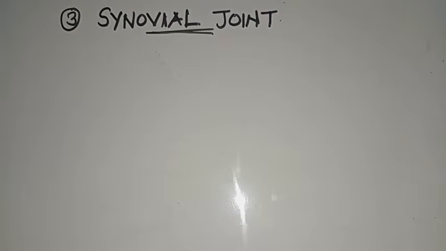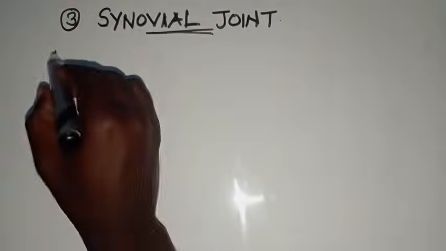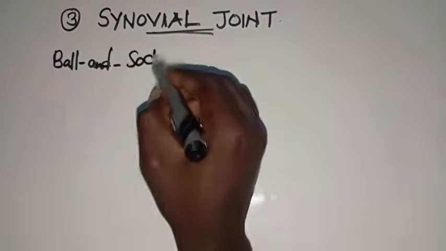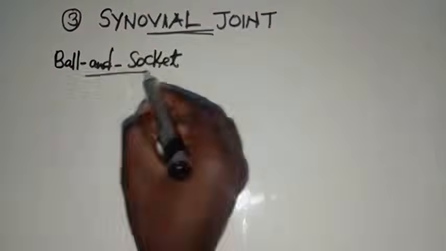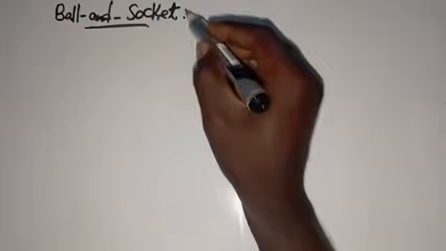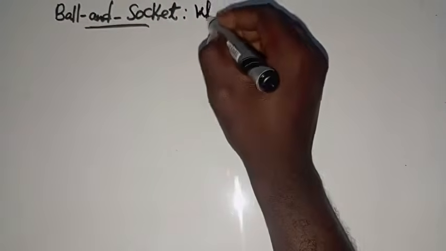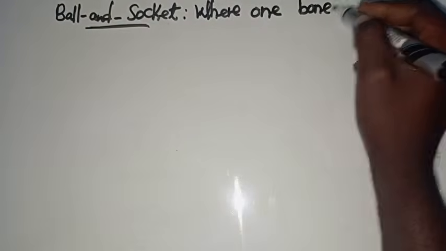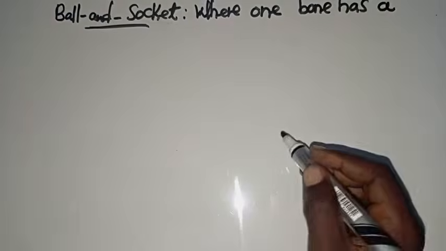So let us now look at the ball and socket joint. The ball and the socket, from the words. When we say this is the ball and socket joint, what we mean is a situation where one bone has a round head.